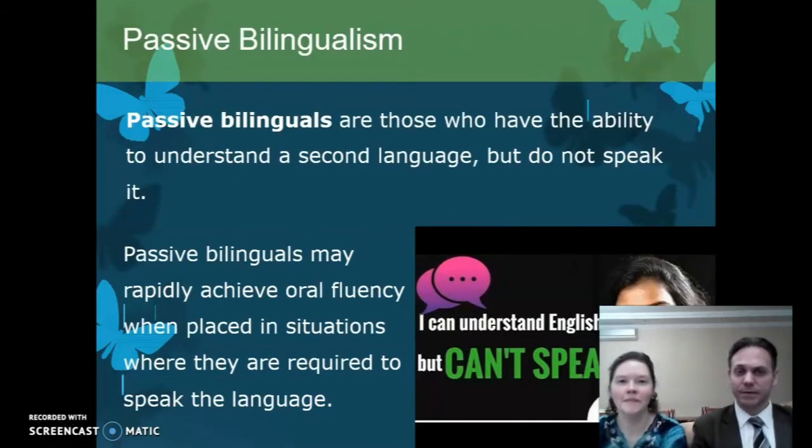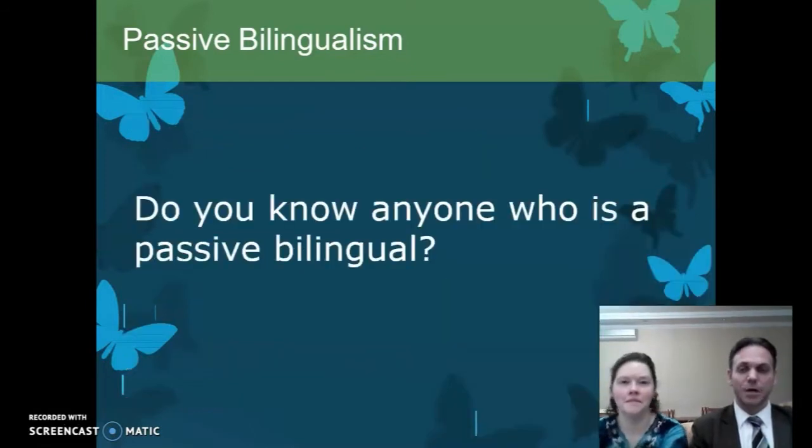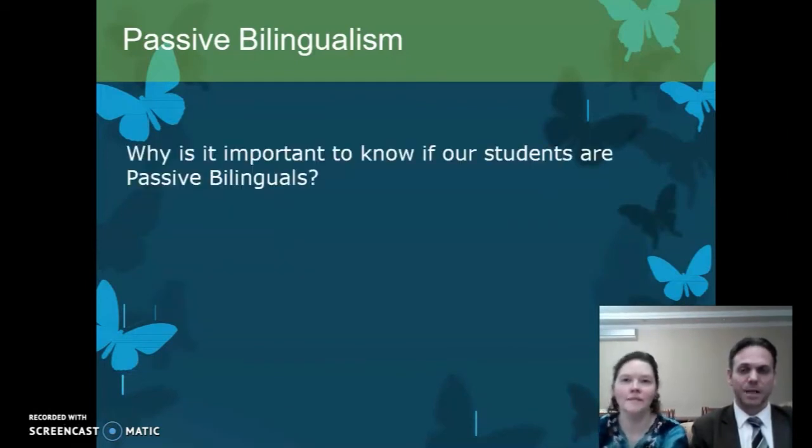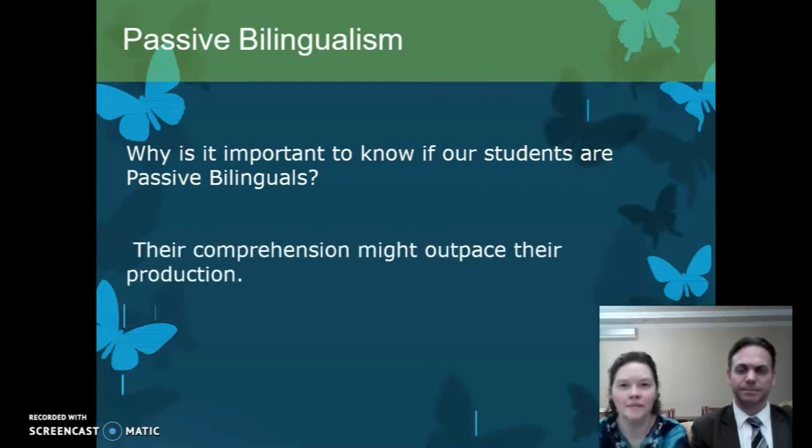Passive bilingual. They understand a second language, but they do not speak it. Good. Do you know anyone who is a passive bilingual? Why is it important to know if our students are passive bilingual? What do you think? Is it important? Their comprehension might outpace their production. In other words, if someone is a passive bilingual, they are still able to understand many things, but they are not able to produce. Eventually, with instruction, passive bilinguals will very likely and very quickly become full bilinguals.